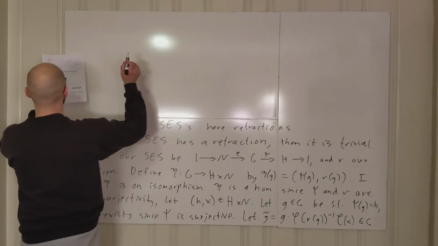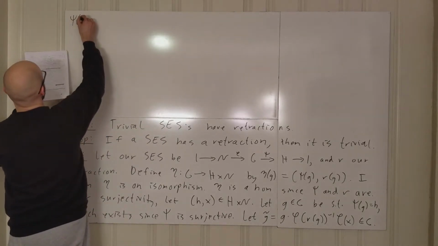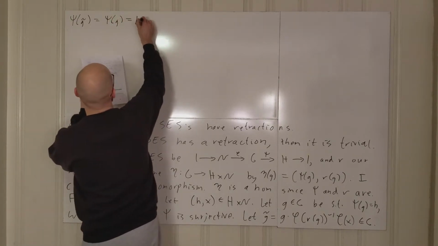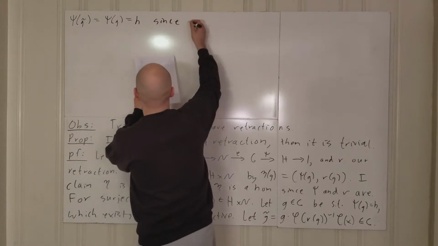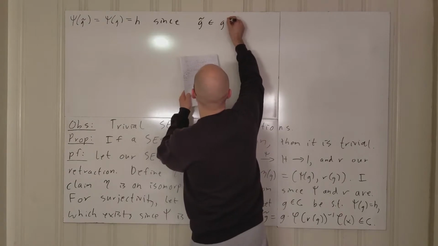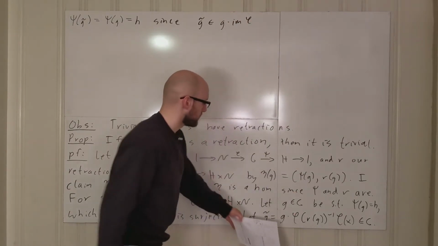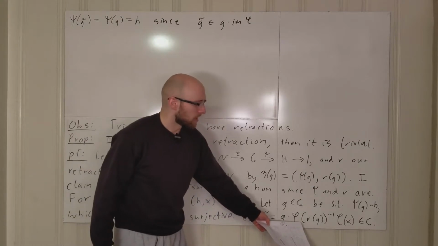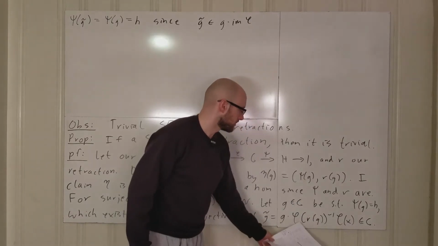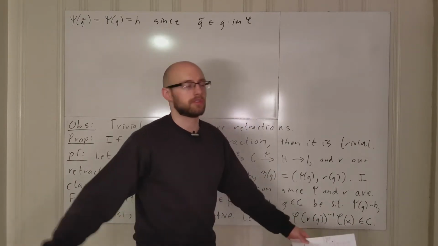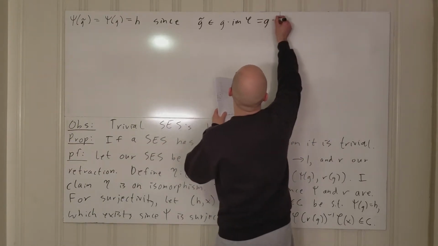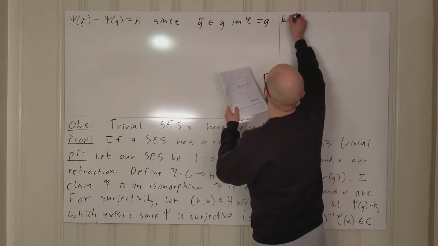What happens if we take psi of g tilde? Psi of g tilde is going to be psi of g, which is h. And why is this? This is since g tilde is in g times the image of phi, right? Because g tilde is g times things like phi of something times phi of something, and of course this is phi of something inverse, but it's a subgroup, so it's also in the image. But because this is a short exact sequence, this is g times the kernel of psi.